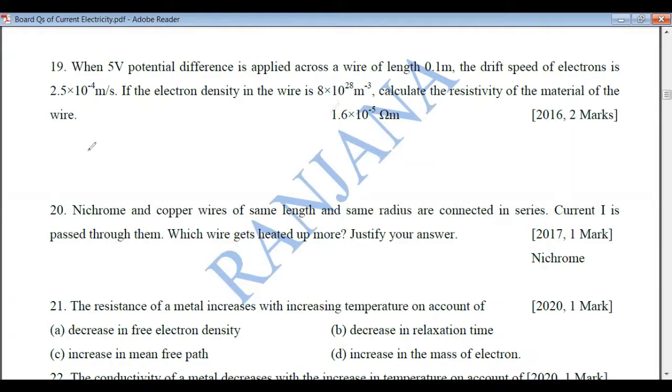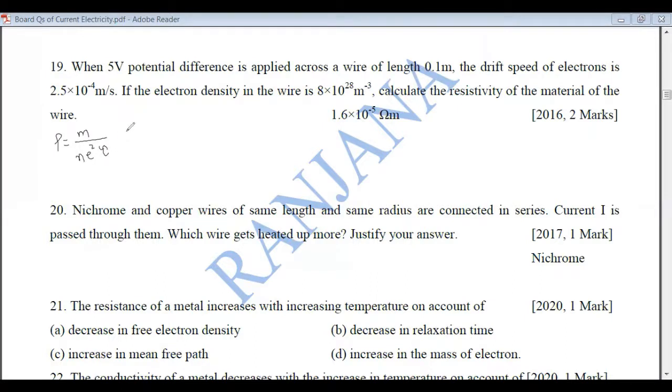You have to calculate the resistivity of the wire. We know that the expression of resistivity is m upon n e square into tau, where tau is the relaxation time. But here the drift velocity is given, so we have to bring this expression of tau in terms of drift velocity.